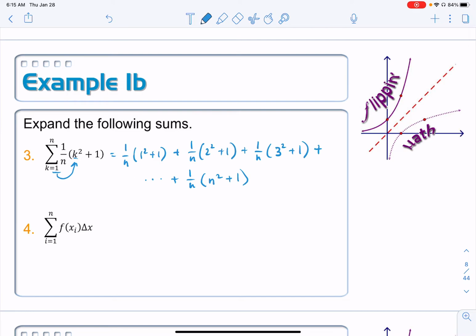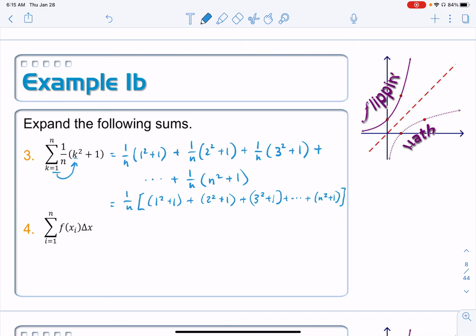So one of the things that you could do, this is going to be important later, is that you could pull that thing out, 1 over n times, and then you would have the summation from all of these little parentheses: 1 squared plus 1, plus, no, not 1 squared, we already did that one, it'd be 2 squared plus 1, plus 3 squared plus 1, plus skip a few, plus n squared plus 1.